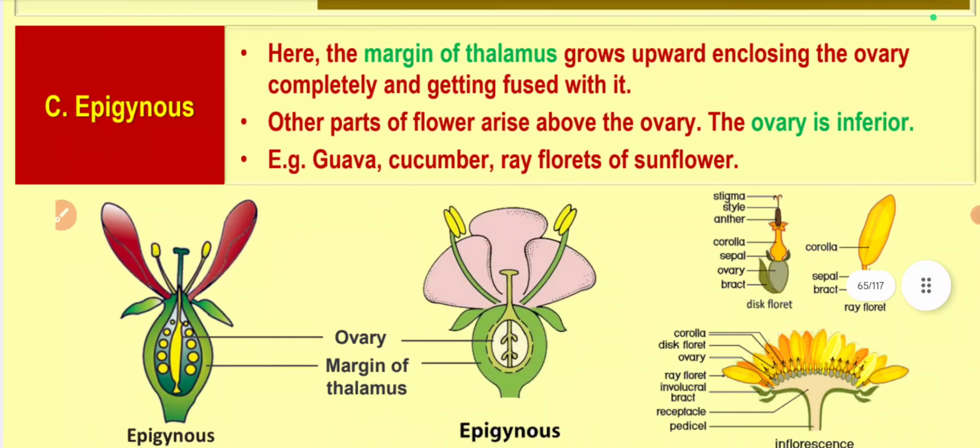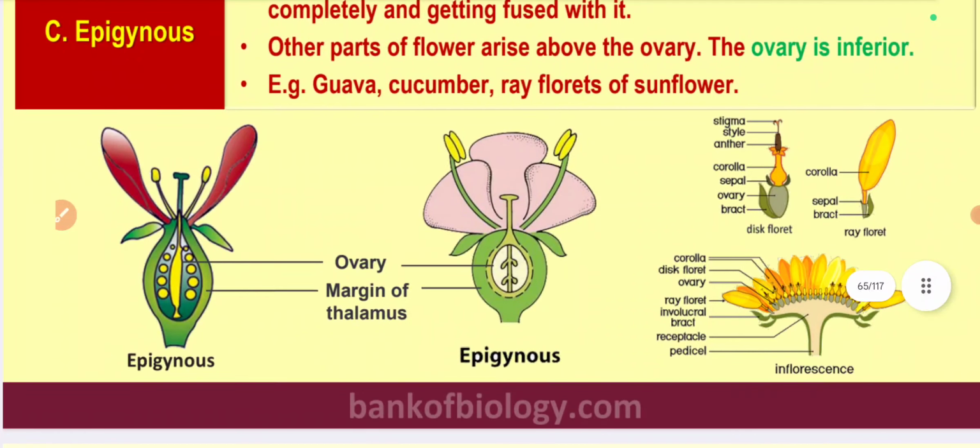Third is epigynous. Here the margin of the thalamus grows upward, enclosing the ovary completely and getting fused with it. The other parts of the flower arise above the ovary and the ovary is inferior. On top of the ovary the other parts are present; that is called epigynous. Example: guava, cucumber, ray floret of sunflower. See the diagram, you can easily identify it and understand the term epigynous.